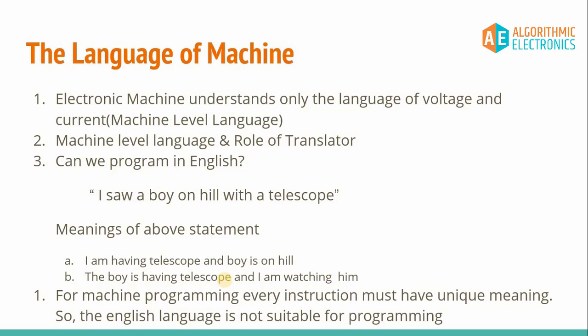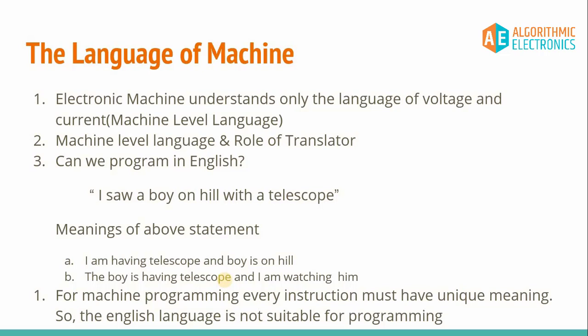For example, if I say door open, then that means the door has to be open. If I say door closed, that means the door will be closed. So the English language is not at all suitable for programming, as every statement may have different meanings. It needs a complex analysis, and the context in which the person is speaking must be known to us in order to extract some meaning from the particular statement. But this is not suitable for computer programming or for machine programming.